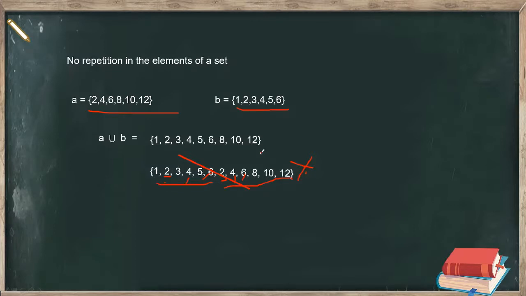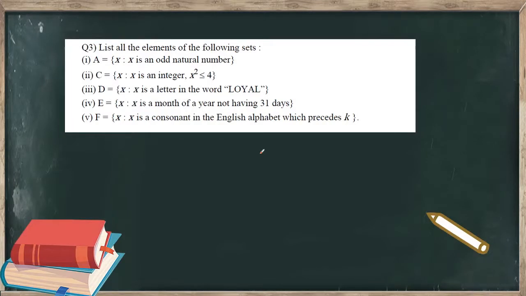So this is what I wanted you to know, and if you remember right, this was the third question in the first assignment which I gave you. It had this: D is equal to a set of elements X such that X is a letter in the word loyal. A very usual and common way of writing it would be LOYAL, the set of 5 letters.